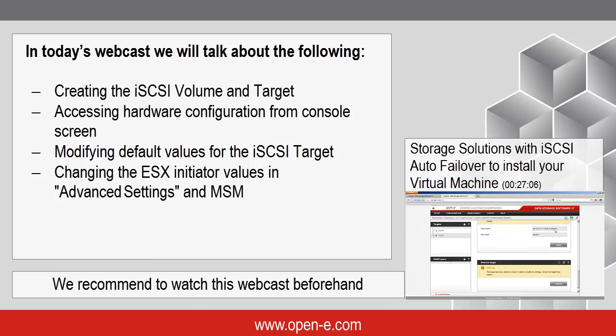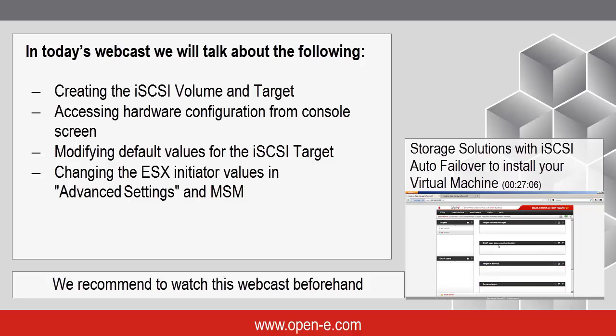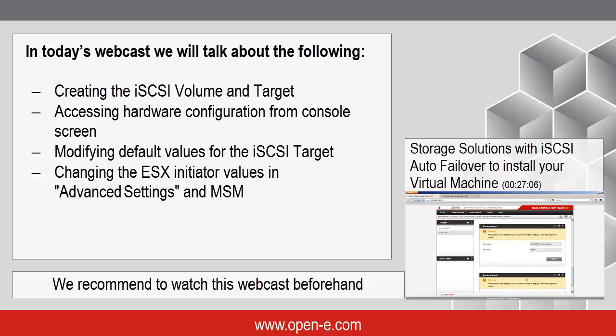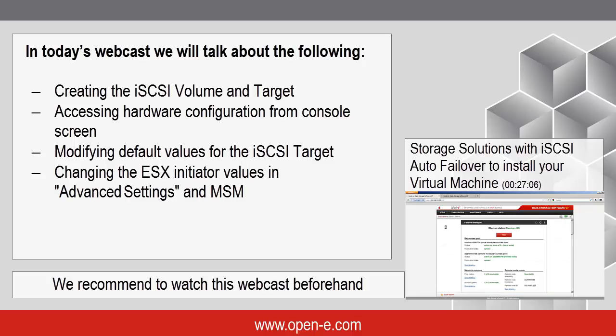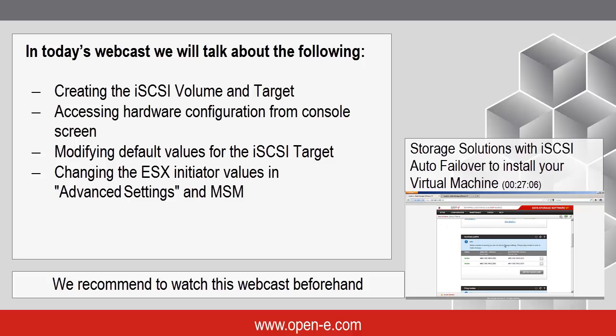Today's the 25th March, and what we will be covering is creating the iSCSI volume in our target, accessing the hardware configuration from the console screen, and then we'll go ahead and modify the default values that we have in the V6 and V7 target settings. And then I'm going to show you about the change in ESX on the initiator, where to set those values in the advanced settings. Now what we're going to do first is let's get into DSS.